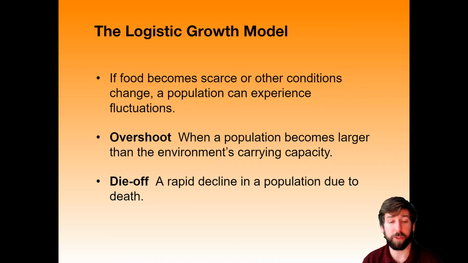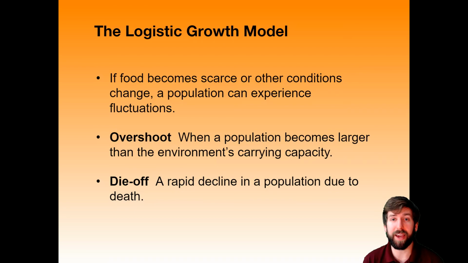So an overshoot is when a population becomes larger than the environment's carrying capacity. They'll rise above it, and then afterwards you have them above the carrying capacity. Well, they're not getting food, they're not getting the things they need, so they're going to die. That leads to the die-off. Die-off is a rapid decline in a population due to death.